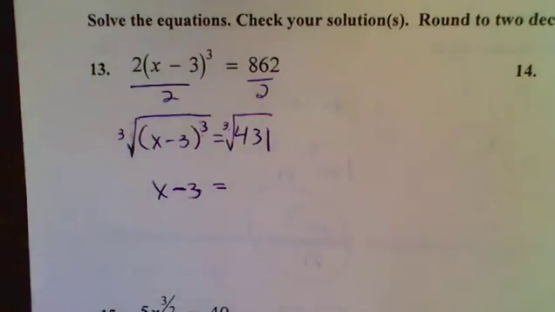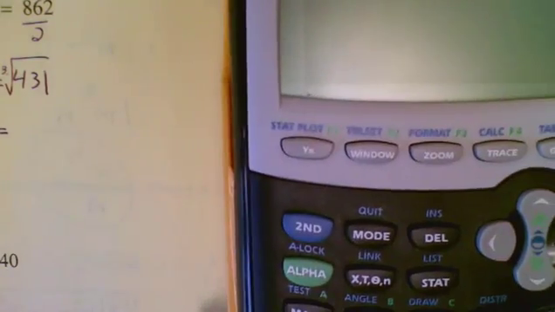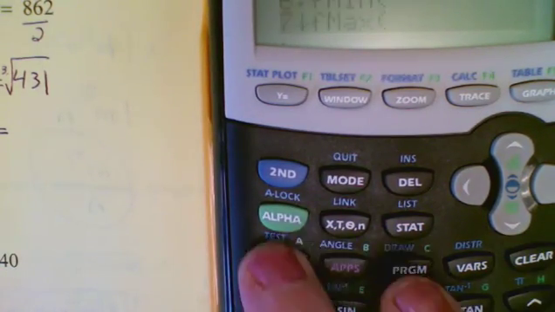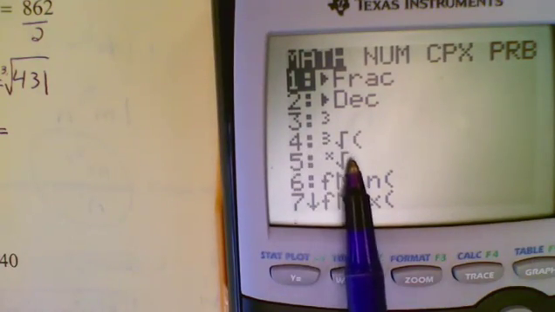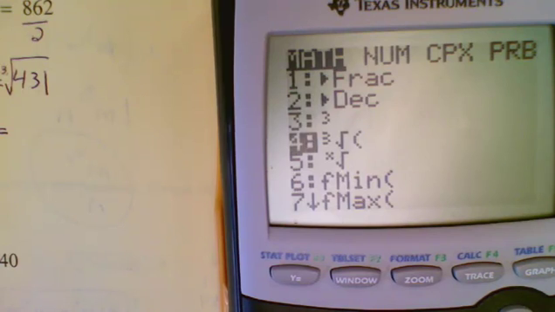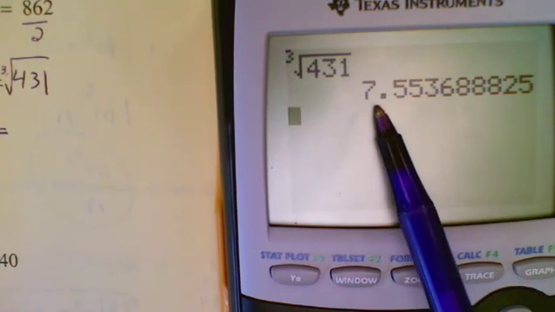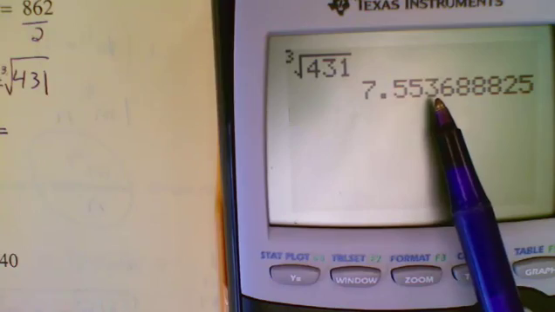Over here, I have to figure out what is the cubed root of 431. So again, make sure you know how to do that on your calculator. You're going to do that under math. So you're going to go math, and if you look at math, you should see number 4 says the cubed root. So I go down to cubed root. I'm going to take the cubed root of 431, and it says to round to 2 decimal places. So 7.55, because that next digit is a 3. So 7.55.